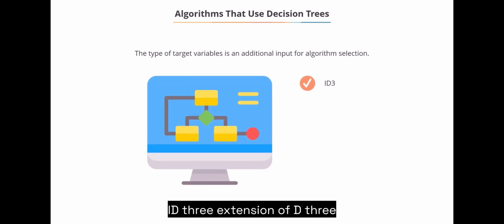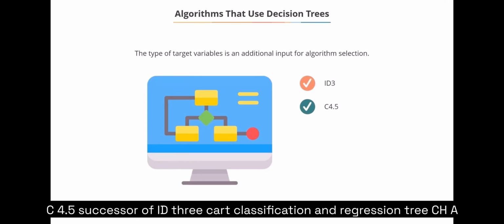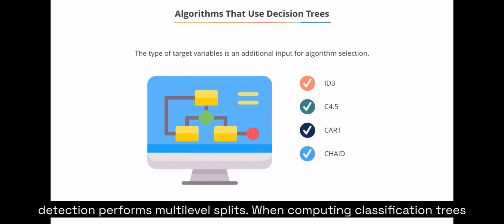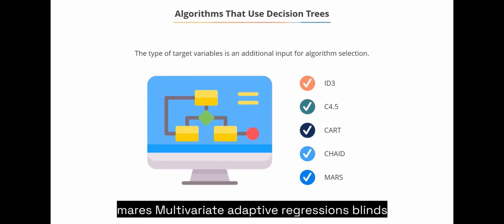ID3, extension of D3. C4.5, successor of ID3. CART, classification and regression tree. CHAID, chi-square automatic interaction detection, performs multi-level splits when computing classification trees. MARS, multivariate adaptive regression splines.